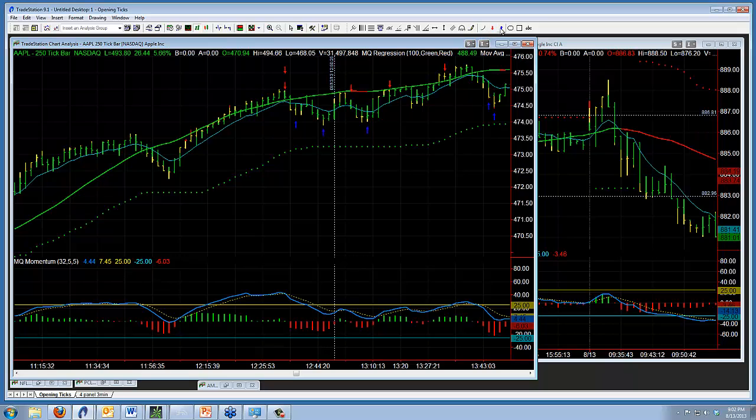I forgot my arrow. Okay. Bought some more Delta 70 puts here. See, it moved up a little bit longer, and then it fell. Sold them here, sold them here.